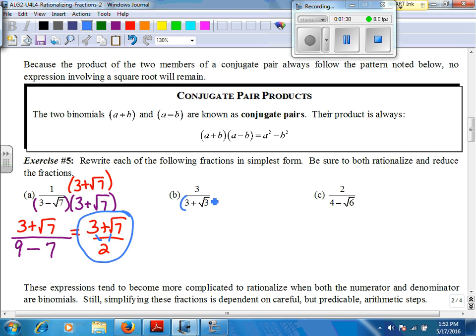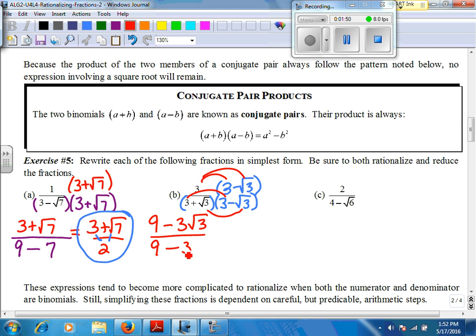Let's look at B. Same thing, let's multiply by the conjugate, numerator and denominator. So now in the numerator, we've got 9 minus 3 square root of 3. In the denominator, we'll have 9 as our first term. Outer and inner will cancel. Last term will be minus square root of 9, which is 3. So in the numerator, 9 minus 3 square root of 3. Denominator, 9 minus 3, which is 6.